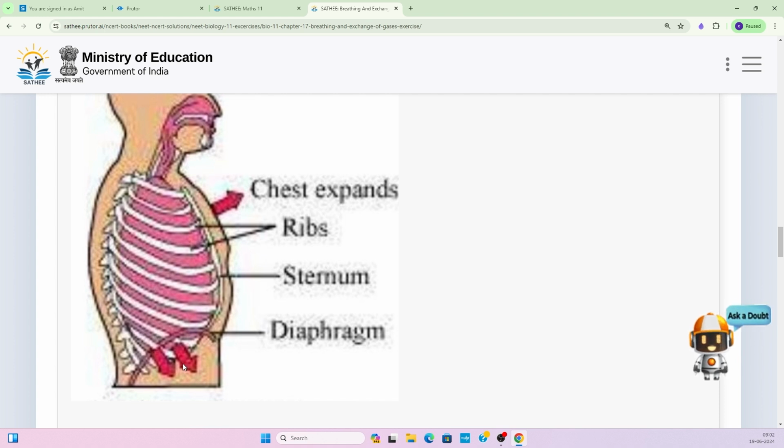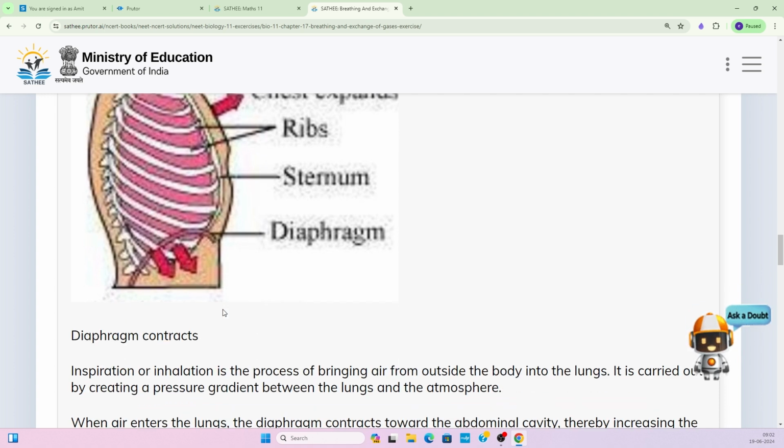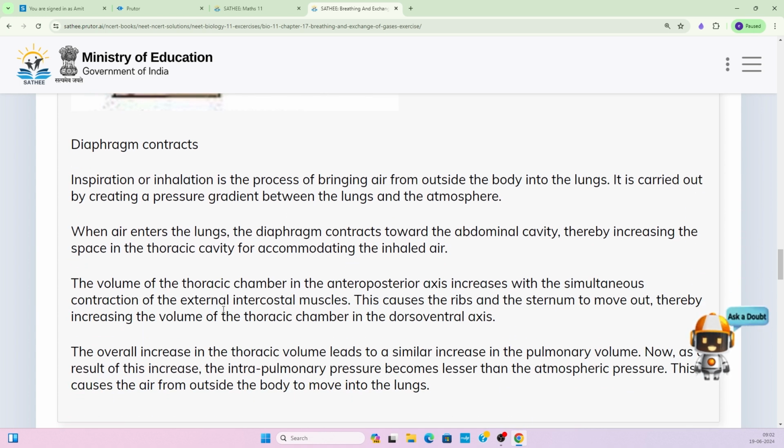So it increases the volume of the chest cavity. First of all, the diaphragm contracts. Inspiration or inhalation is the process of bringing air from outside the body into the lungs. So this is the main thing occurring here: air is moving from the atmosphere to inside the lungs, and it is carried out by creating a pressure gradient between the lungs and the atmosphere.